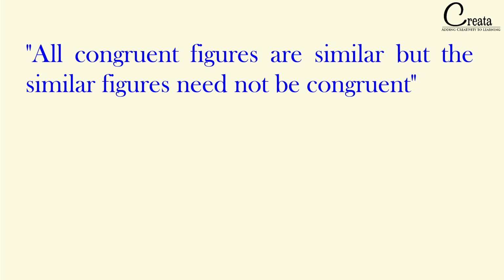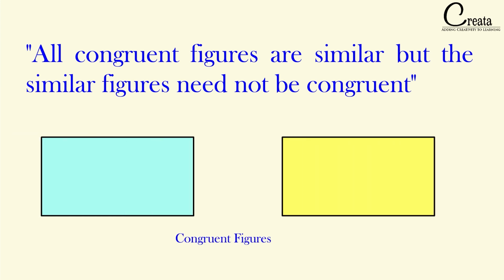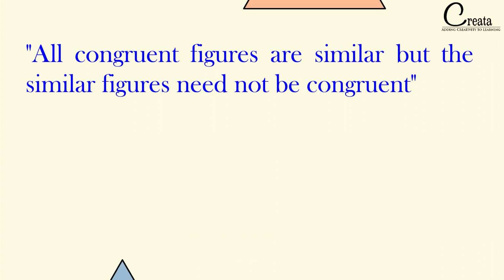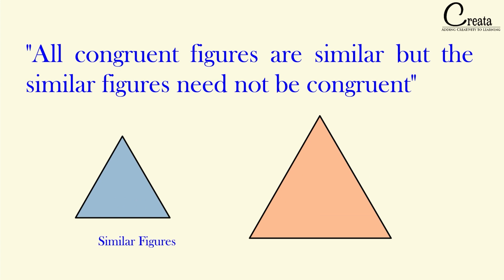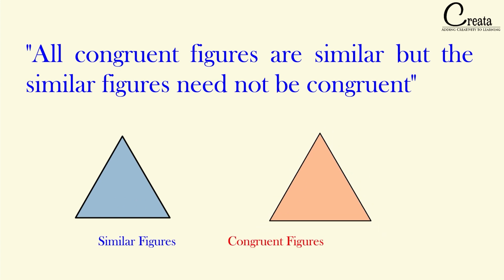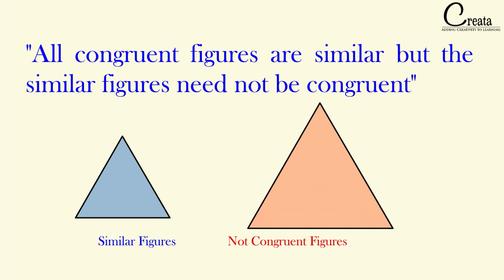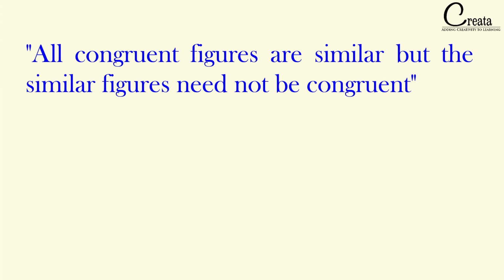The statement means that if we take two congruent figures, then these two congruent figures are also similar. But if we take two similar figures, then they need not be congruent. They can be congruent and they cannot be congruent. They can be congruent if their sizes are matching, and they cannot be congruent if their sizes are not matching. Got it? This is a very important statement. Note it down. Let's move further to the next concept and talk about polygons, the similarity of polygons.